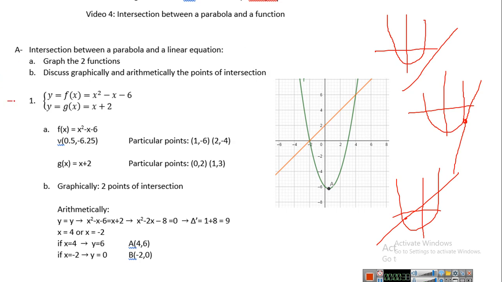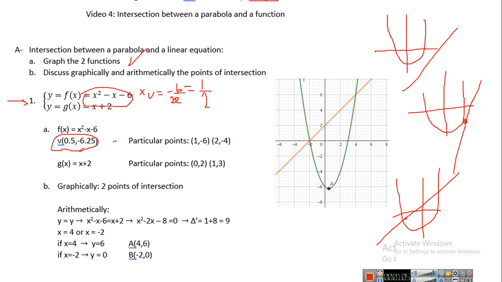So let us take an example here. You have y equal f of x equal x squared minus x minus 6, and the line y equal x plus 2. Graph first of all the two functions. So you all know you need to find the vertex. A is positive, it means minimum. So minus b over 2a, which is 1 over 2. And if you replace by 0.5 here, you're going to get y equal minus 6.25.